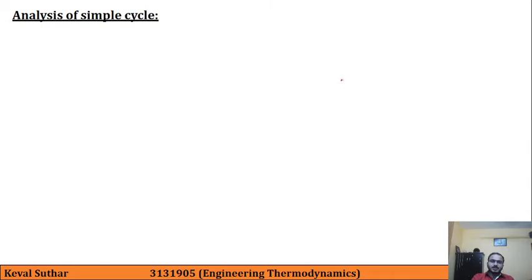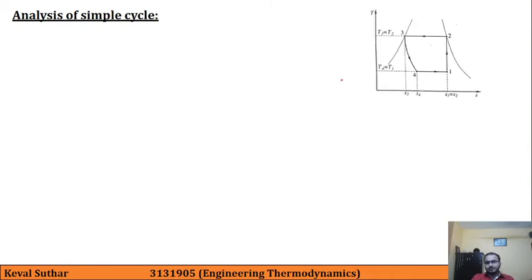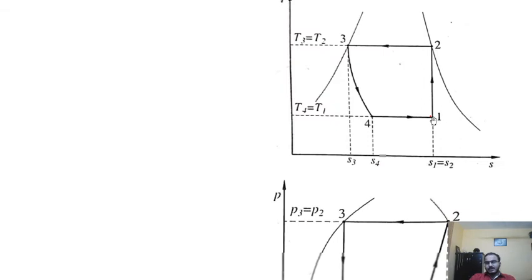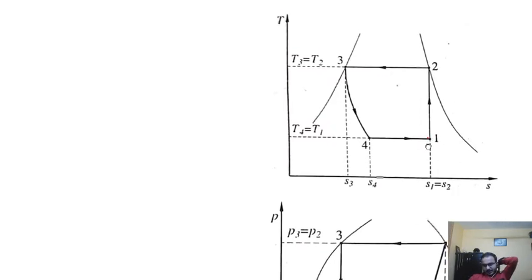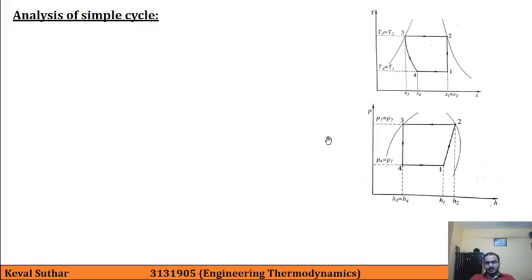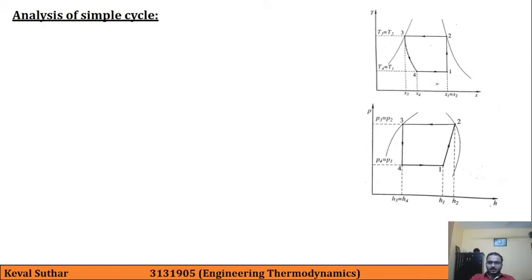Now let's do the analysis of this simple cycle. Here in this example, we have considered that at the exit of the evaporator, the condition of the refrigerant is wet. That is, it contains some liquid particles. Otherwise, in our previous case, we had it up to the saturated vapor line. So here it has slightly more liquid particles present over here. The corresponding pH diagram is also there. So now let's do the analysis part.